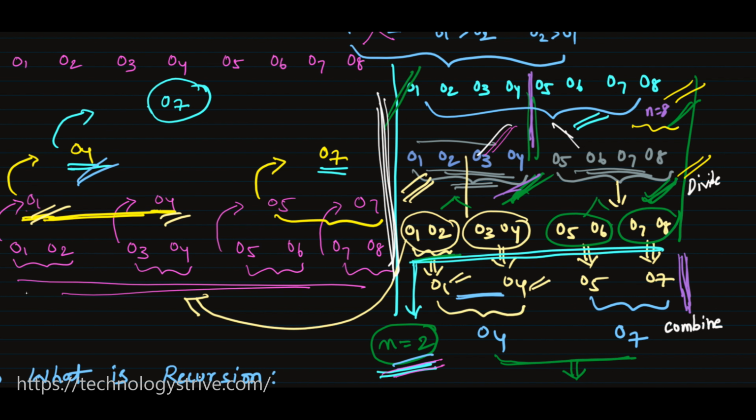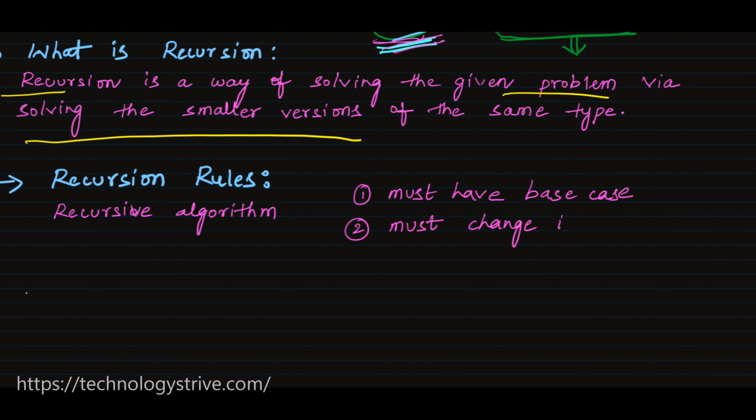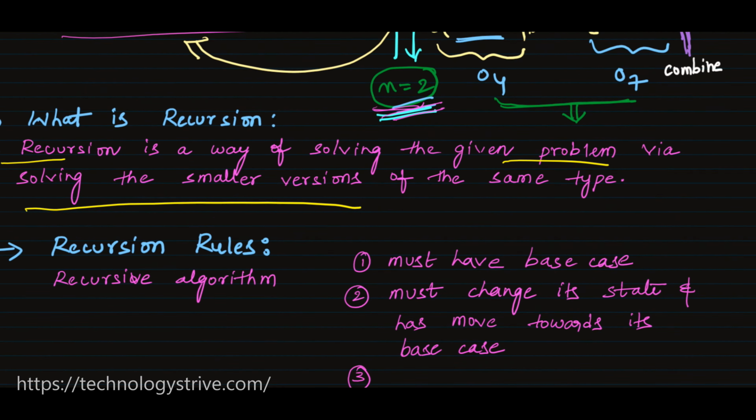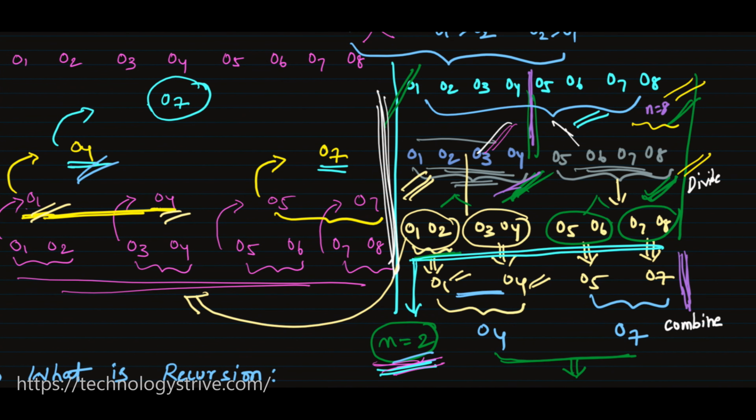Just dividing the given problem doesn't make any sense. Are we able to solve by dividing the given problem? It means there should be some state change towards the base case. So the second one is it must change its state and has to move forward to its base case. The third one is that even the subproblem should call the same function itself. Then only it is a recursive relation, right? So even the subproblem and the original problem should call the same function itself.